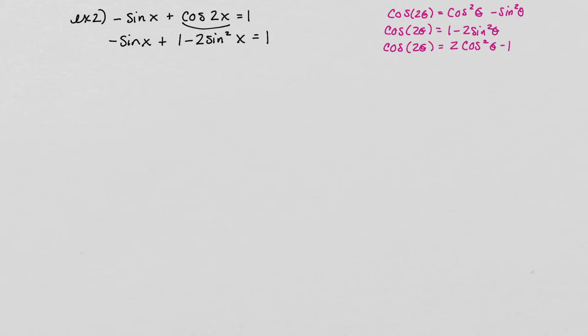And then the next thing I want to do is we're going to want to factor this, so we're going to want to move everything to one side. So I've got minus sine x plus 1 minus 2 sine squared x. And then if I move that 1 over to the other side, it's going to become minus 1 being equal to 0.